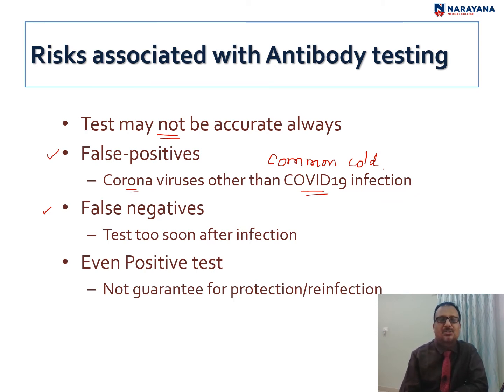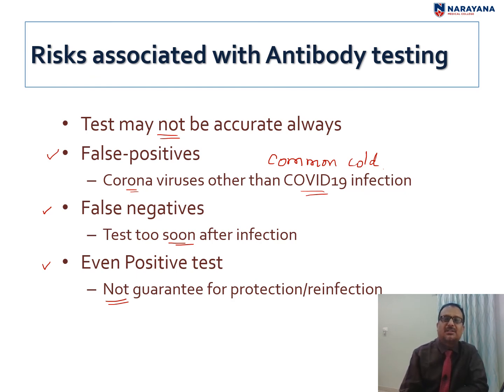Next, false negatives are possible if you collect the serum, blood or plasma for testing very soon after infection. In the early stage, that means before 5 or 6 days after the infection or illness, the test would give a negative, which can be considered a false negative. Even if the test is positive, there is no guarantee of protection, or they can get reinfection. So these are the problems associated with antibody testing.